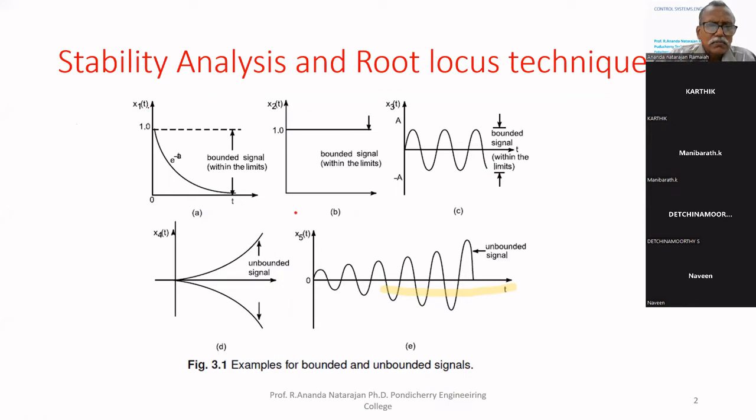Here, this x1 of t is the output. The x-axis is time, the y-axis is output, x1 of t. The output decreases and finally settles at 0. So this signal can be called a bounded signal. It has limits, within those limits, so bounded signal.